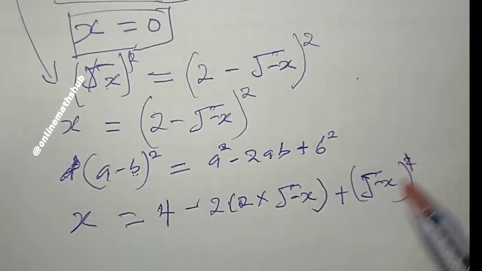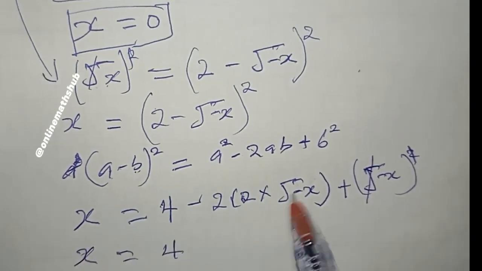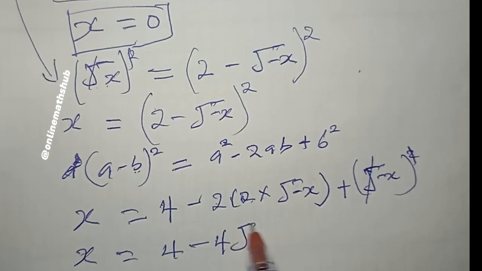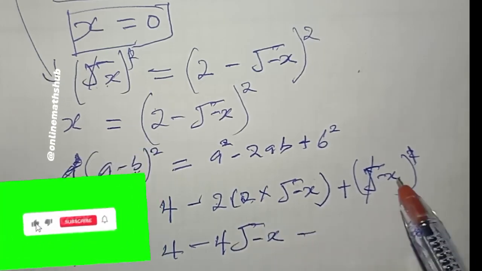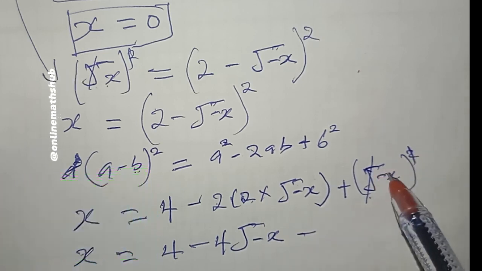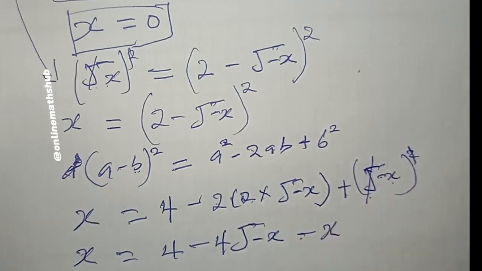Of course these two will cancel this square root, and then obviously x is going to be equal to 4 minus, so 2 times 2 here is 4, and then times root negative x. And then of course since this 2 has cancelled this square root, negative multiplied by this positive, I have negative x left.